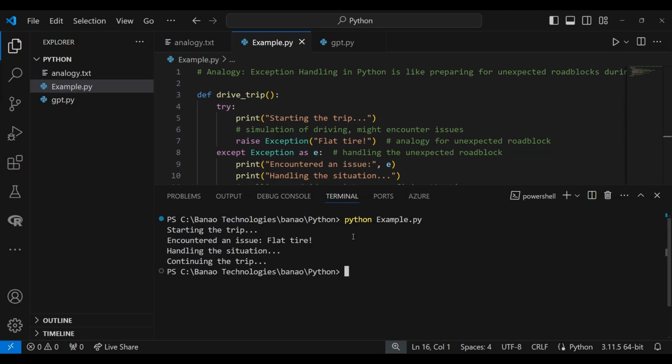Exception handling in these scenarios not only prevents abrupt program terminations, but also enhances the overall reliability and maintainability of the industrial applications.